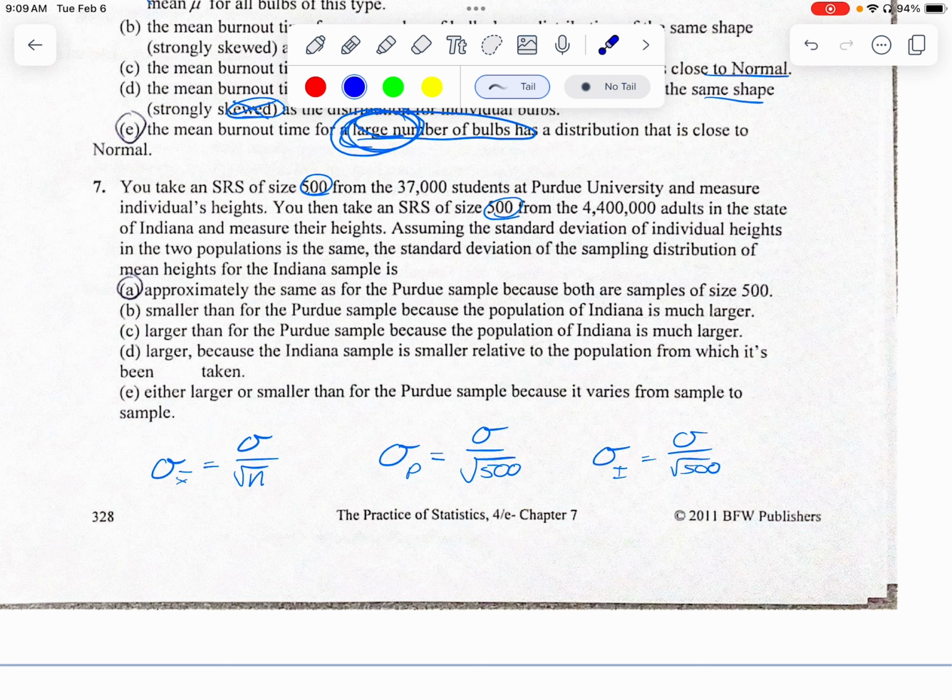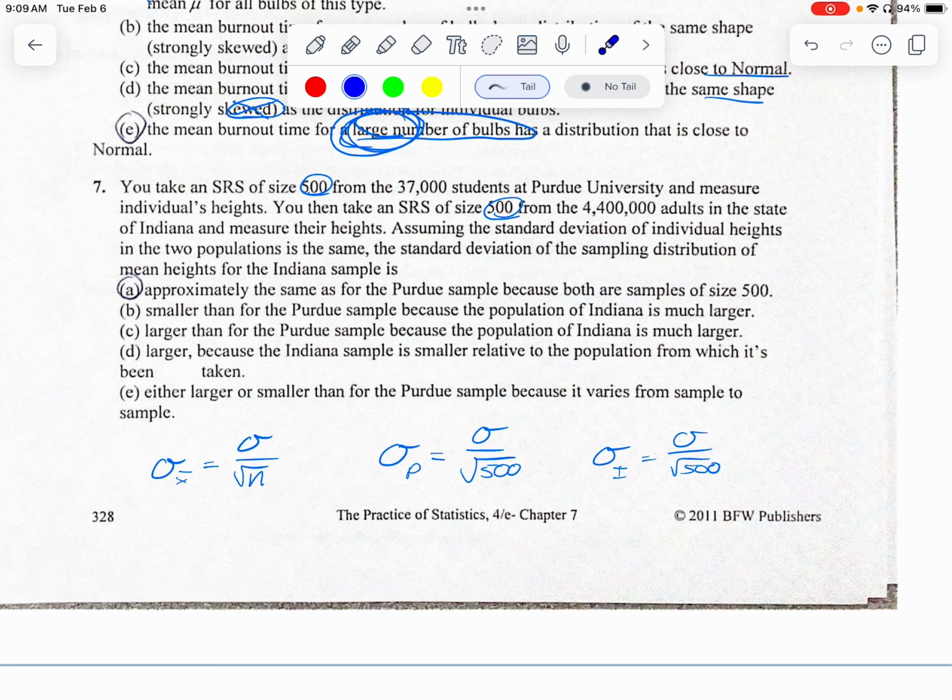Oops, sorry. So the answer is A. These are going to be the same, okay? They're trying to trick you here, because the schools are different sizes. These populations do not matter. All that matters is n, right? Our sample size is the same. So this smaller and larger stuff just doesn't matter, okay? And it's not going to vary from sample to sample. So wrong-o.